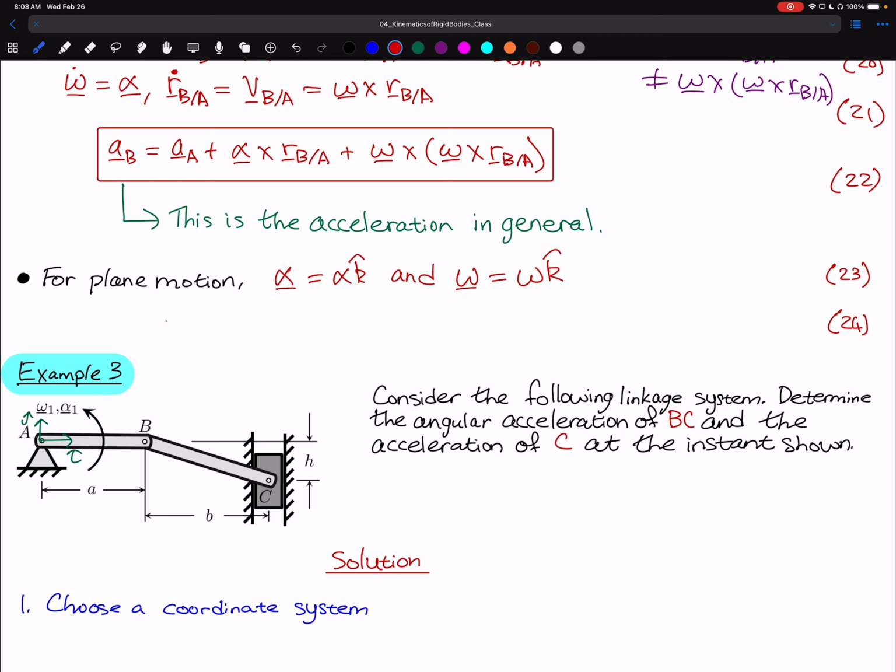And then from here, if you go and plug those in, you'll find that the acceleration of point B is equal to the acceleration of point A plus this alpha k hat crossed with r b slash a minus omega squared times r b slash a.